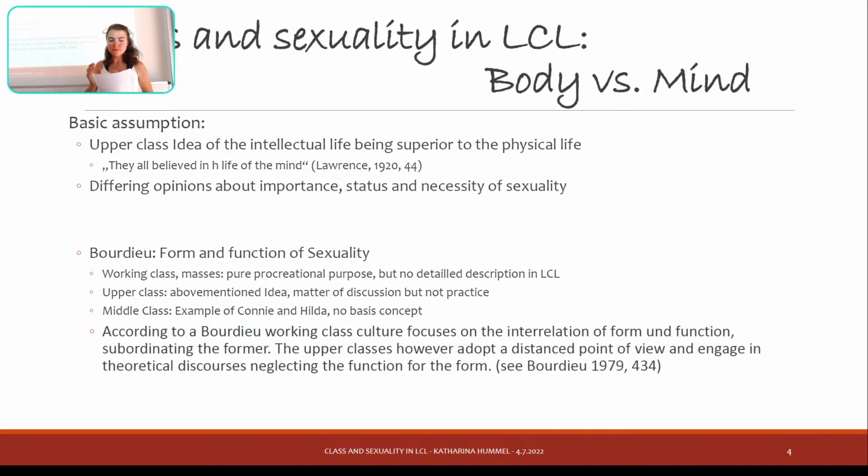The upper class sexuality is following the above mentioned idea that sex is a matter of discussion and not practice. And I will elaborate on this later, because there are some scenes where sexuality is really discussed among the upper class. With regard to the middle class, there are maybe Connie and Hilda as examples, because there is a quote which says that Hilda is solid Scotch middle class, but this also is only a particular insight and no information about a general opinion. So the middle class is also not that described.